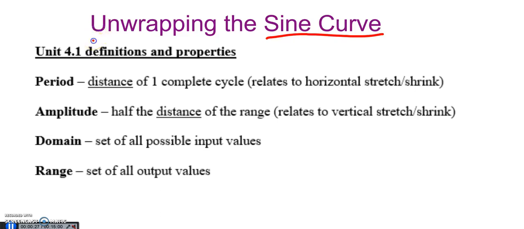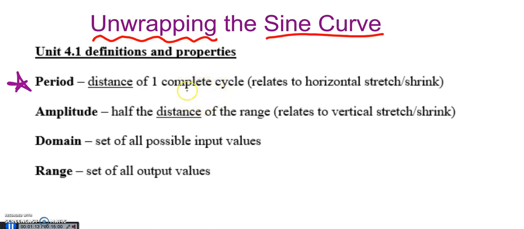So what we're going to do is use the concept called unwrapping around the unit circle to get all of our sine values and push them out onto an xy coordinate grid. Now, when we unwrap the sine curve, because we know we can travel infinitely many times around the circle, we have what we call a periodic function, something that's going to repeat every cycle around that circle. So every 2 pi, once around the circle, we're going to see the same picture on our graph. The period is the distance of one complete cycle.